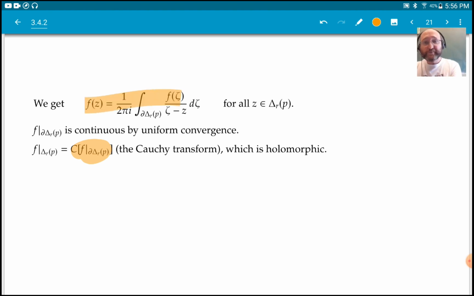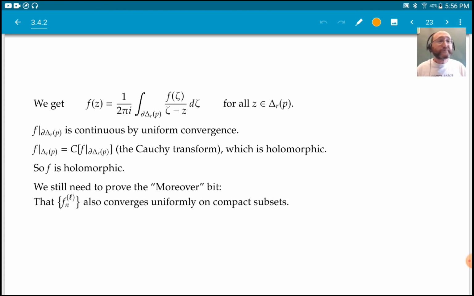The Cauchy transform of a continuous function on the boundary is holomorphic inside. Well, what did we just prove? We proved that the function inside is equal to the Cauchy transform. Now, the Cauchy transform, we proved, is holomorphic. So therefore, f is holomorphic in the disk. Holomorphicity is a local thing. Once I have holomorphicity in every little disk, I have it everywhere, right?